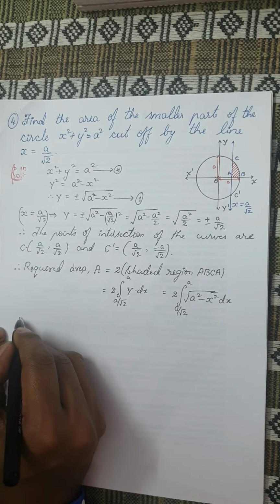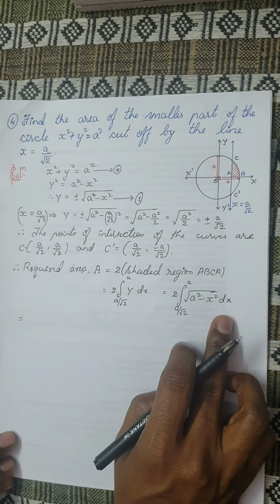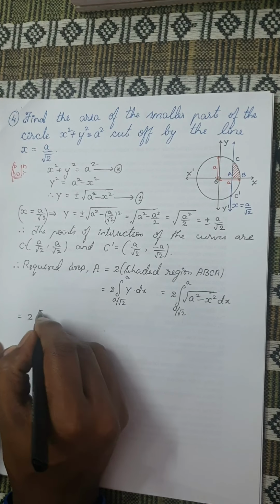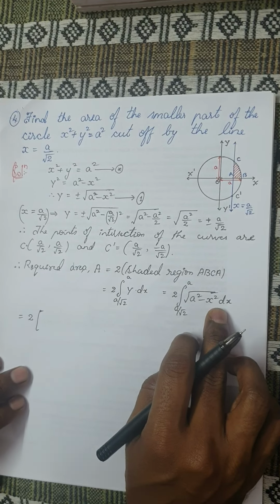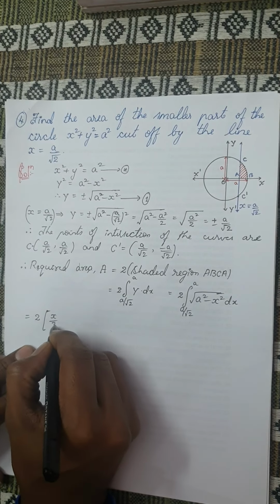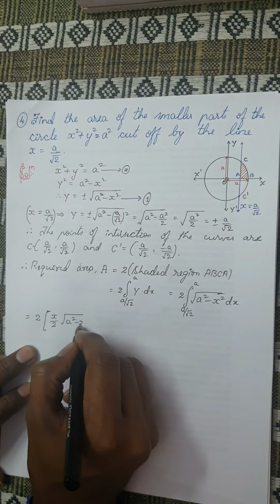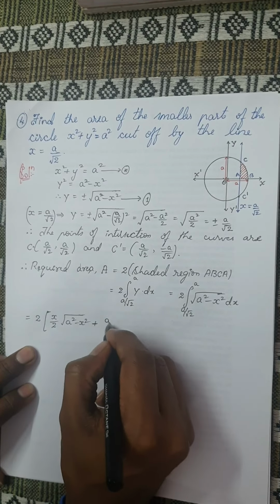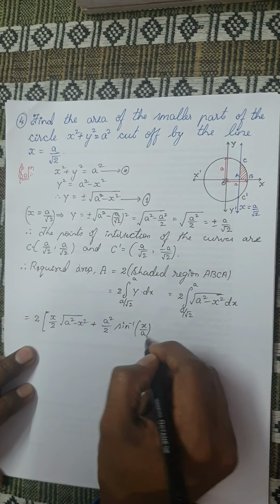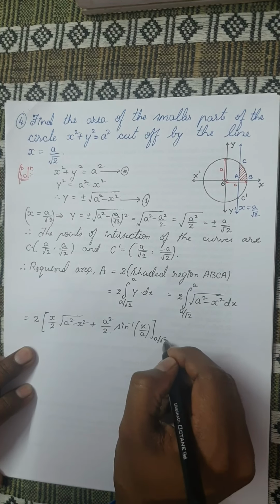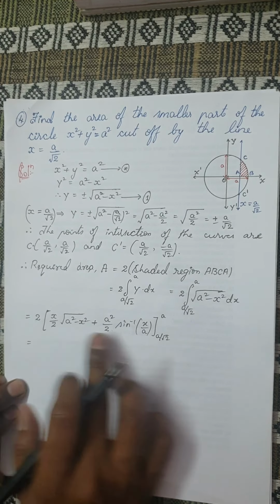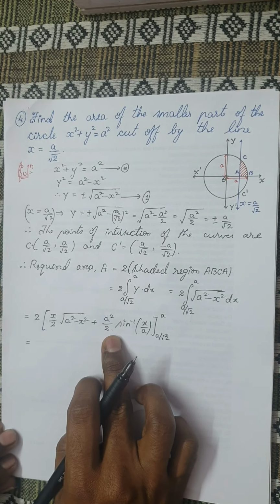Okay, so the next step is again the same integral. Let us take the integral of it. So 2 into, the only way you are going to miss is if you forget the formula. Otherwise, you can easily solve this question. So the integral of root of a square minus x square would be x by 2 into root of a square minus x square plus a square by 2 into sine inverse x by a, within the limits a by root 2 to a. Okay, so you can see here both the terms have denominator 2 common.